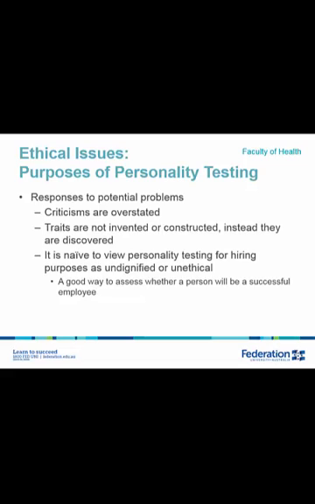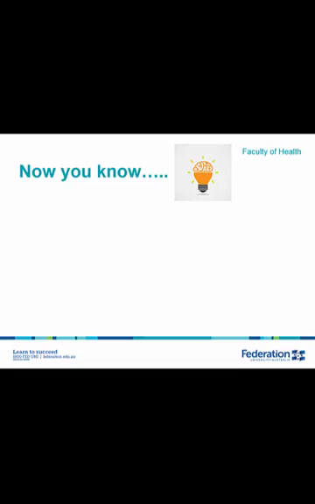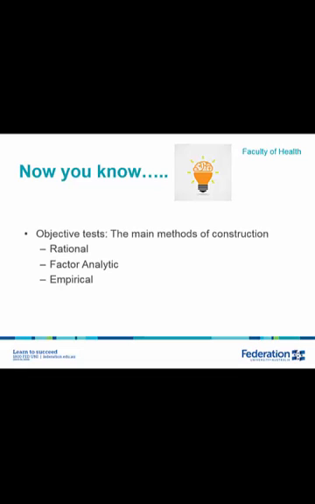If you've undergone an assessment yourself, you might have some thoughts of your own on how effective and useful they are. So that brings us to the end of part 2 of the personality assessment mini lecture, where we talked about the 3 main methods of construct objective tests: the rational method, the factor analytic method, and the empirical method. We also finished up by touching on some of the ethical issues that surround personality assessment.